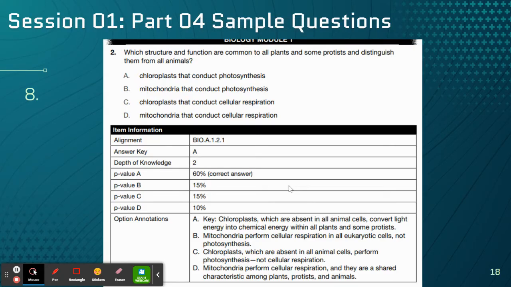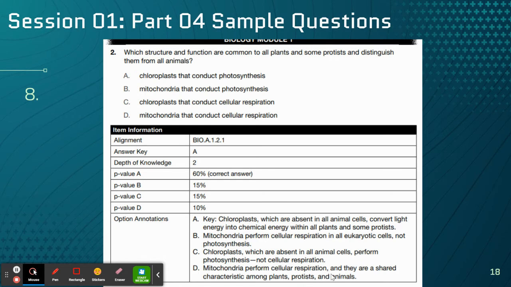It's just poorly worded, and that's one of the things I hate the most about the Keystone exam. If you selected A, that is the most correct answer. Chloroplasts are not found in animal cells, and they conduct photosynthesis to make energy for plants and some photosynthetic protists. Mitochondria do not conduct photosynthesis. Chloroplast does not conduct cellular respiration, and mitochondria conduct cellular respiration.